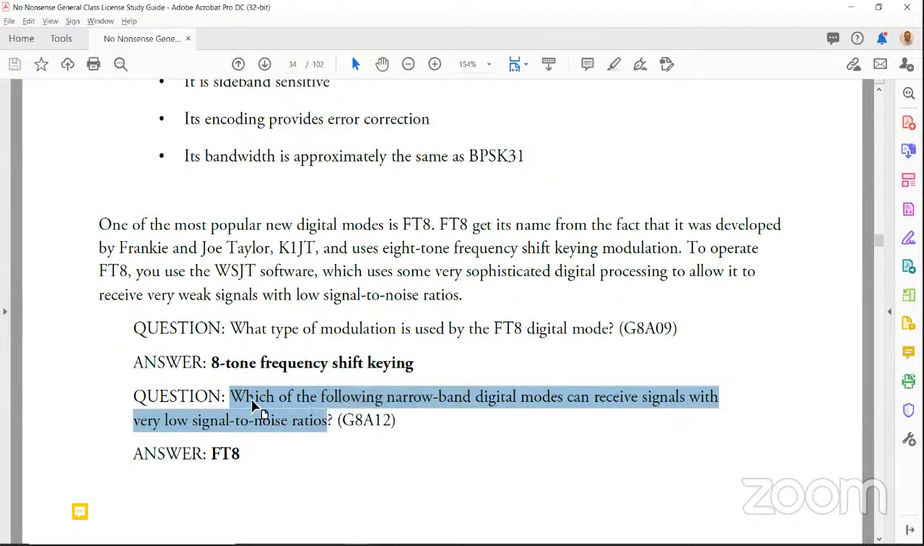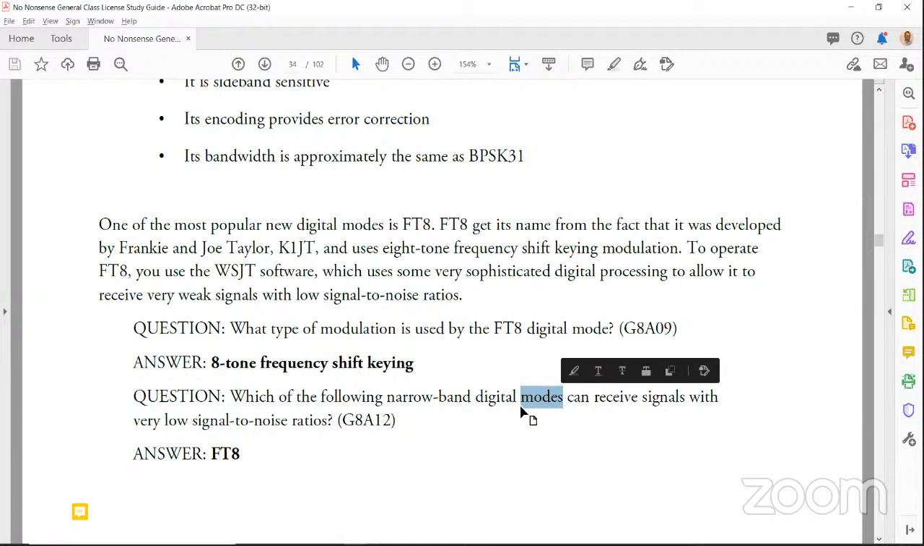All right. Which of the following narrow band digital modes can receive signals with very low signal to noise ratios? Let's dissect this question a little bit. What are they asking us? They're asking about a mode. Not just any mode, they're asking us about a digital mode. We learned about a couple of digital modes, but we learned last class about FT8, so that might very well be the answer. But which digital mode do we need to answer? And they have given us some further information here.